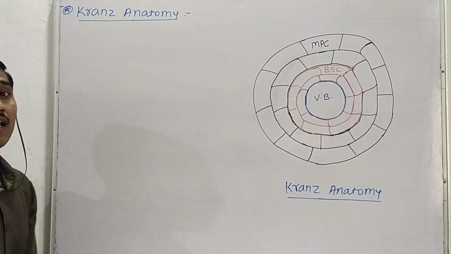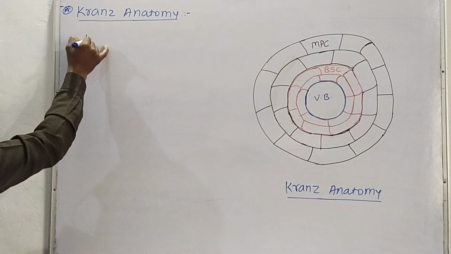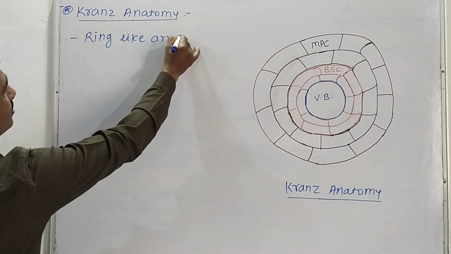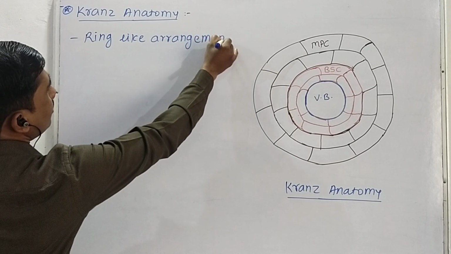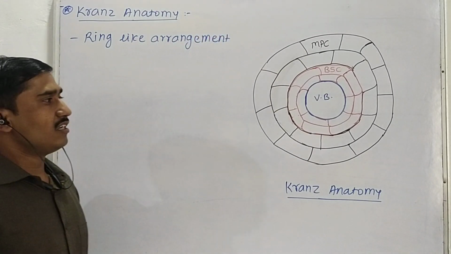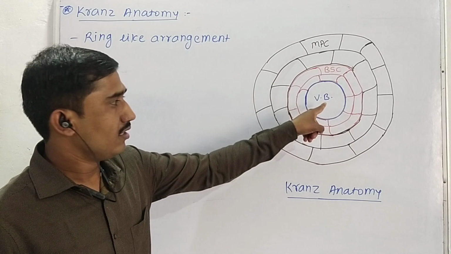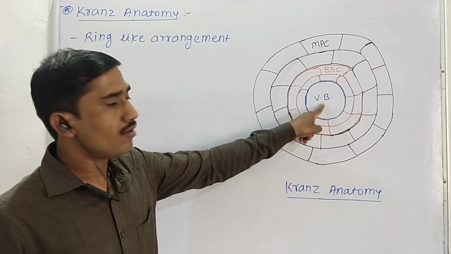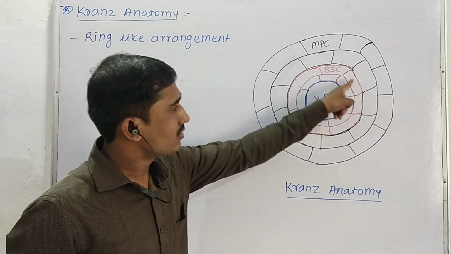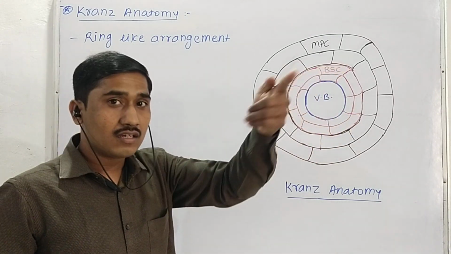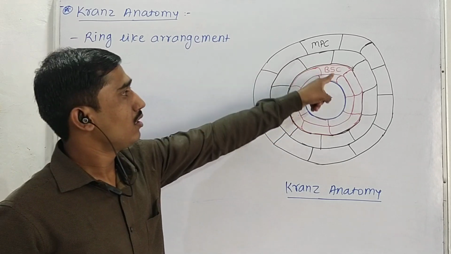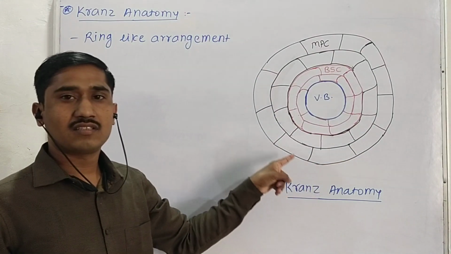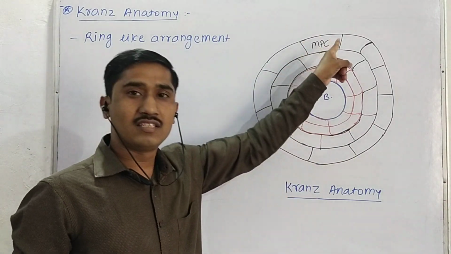So Kranz. Kranz means what? Kranz means ring-like arrangement. Cells are arranged in a ring, like this. Centrally located vascular bundles are there. Then these vascular bundles are surrounded, in a necklace form, by bundle sheath cells. And bundle sheath cells are surrounded by mesophyll cells.